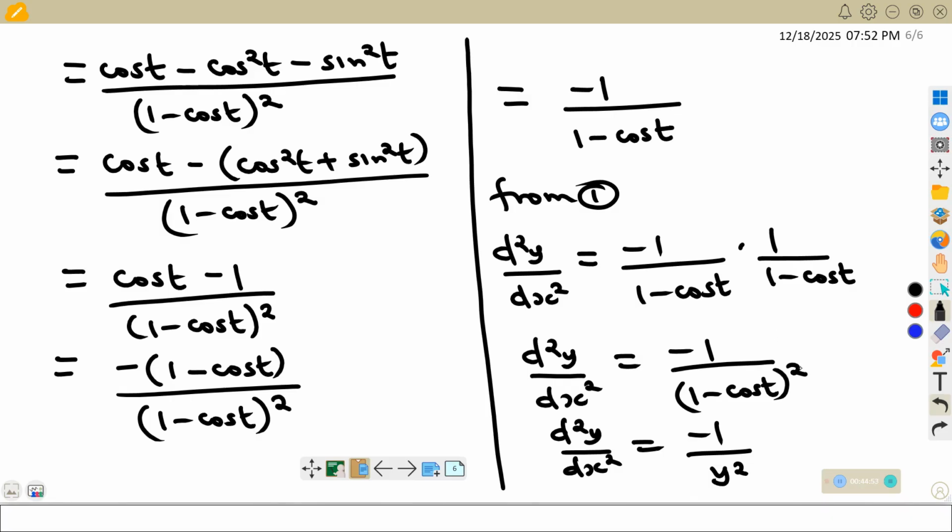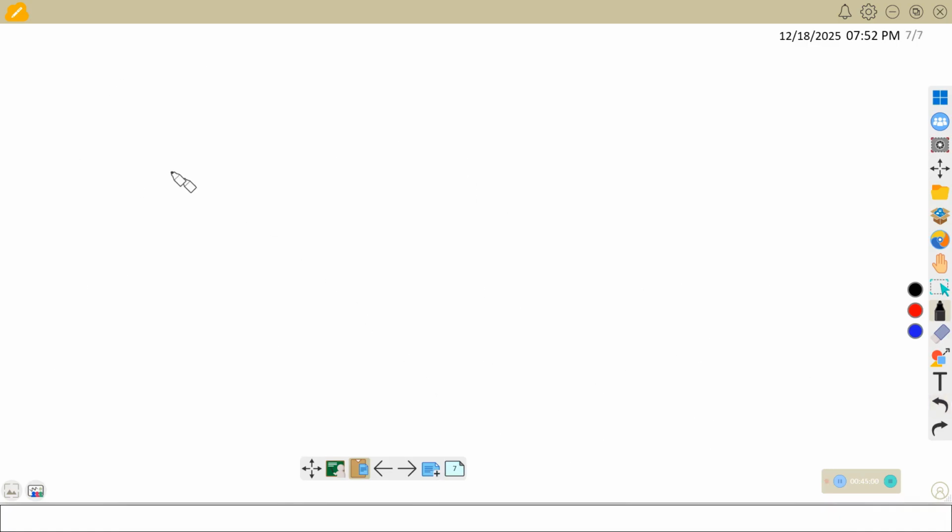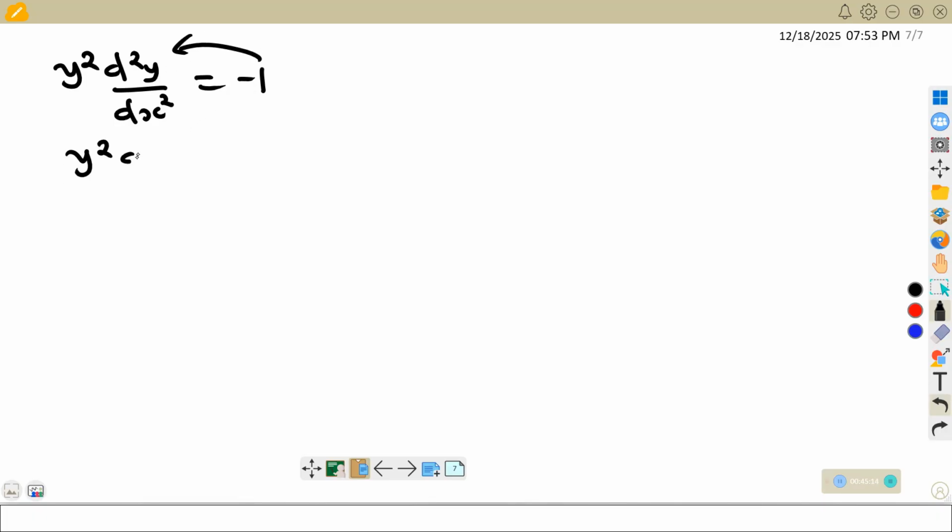I hope that is okay. And from this, we can now multiply through by y squared. When we multiply through by y squared, we shall have y squared d2y dx squared equaling negative 1. And looking at what we need, a 1 this side. So we shall have y squared d2y dx squared plus 1 equaling 0. And this is the required expression.